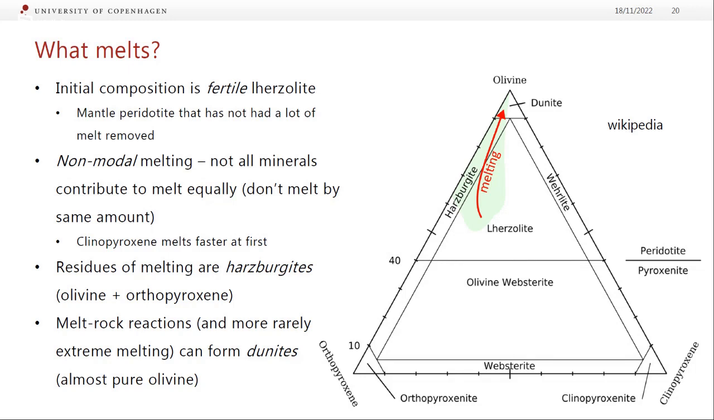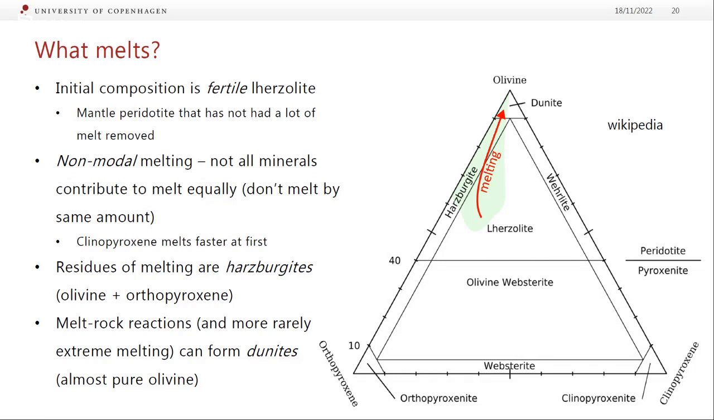And when we melt it, as I said before, with partial melting, you're not melting all of it, 100%. So you're changing the composition. You'll sometimes see this referred to as non-modal melting or incongruent melting. What's happening there is not all minerals are melting by the same amount, so they're not all contributing to the melt equally. Very broadly, clinopyroxene melts faster at first.